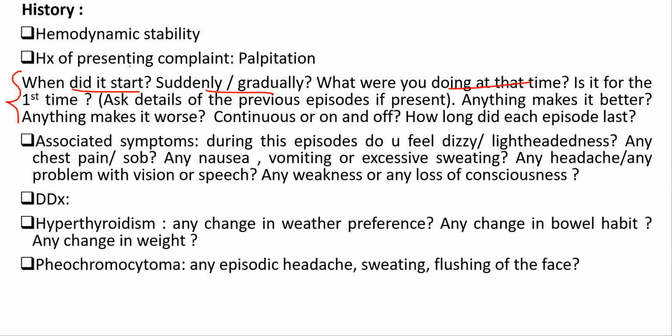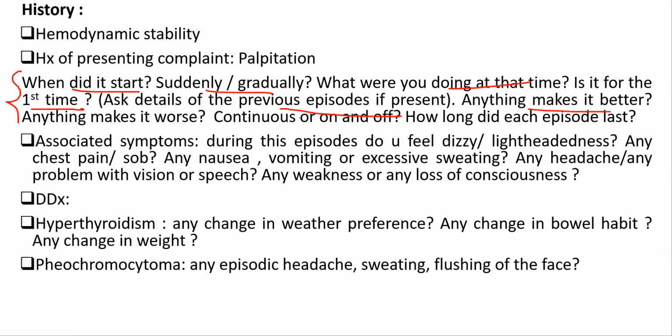We should also find out whether it is for the first time. Many will say that it's not the first time, it happened before. You also need to find out about those previous episodes. So ask the patient, how many episodes so far? Can you describe those events with me as well? Like what were you doing at that time? How long did those episodes last? And what did you do to stop it, or did it stop spontaneously? So just get some idea about the previous episodes as well.